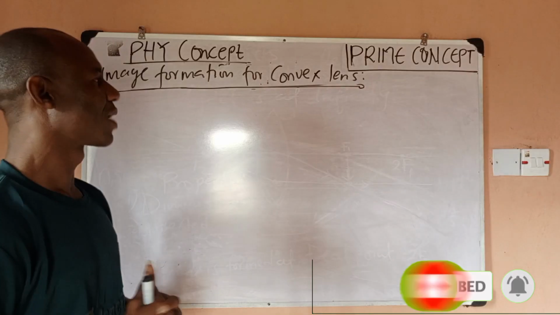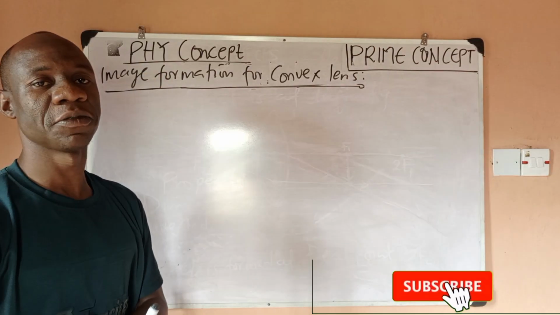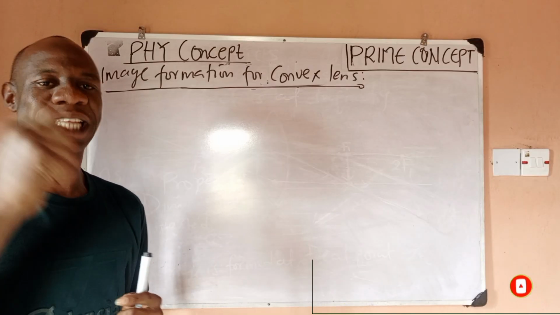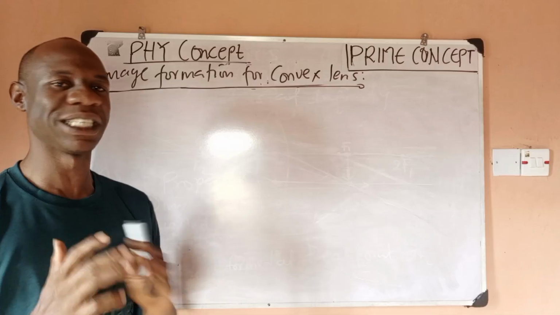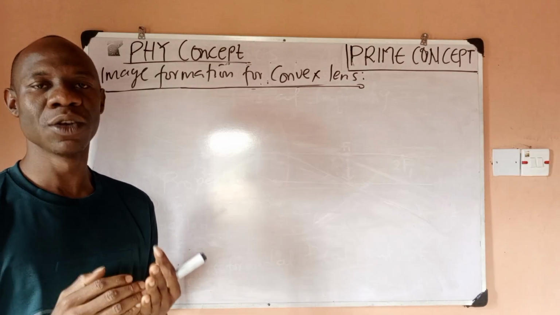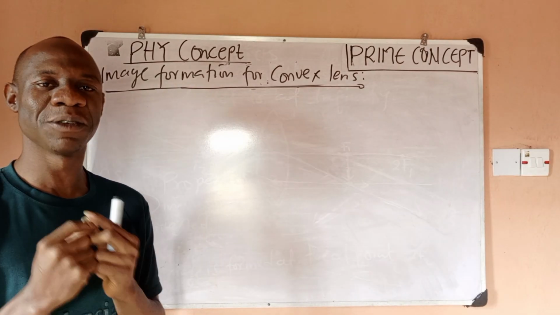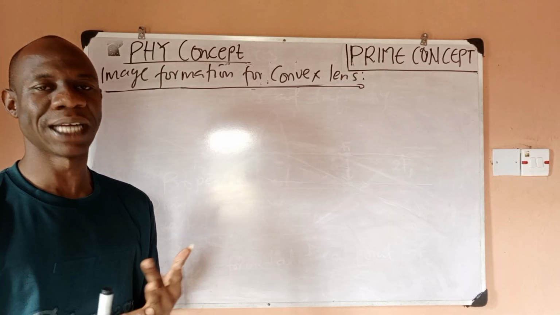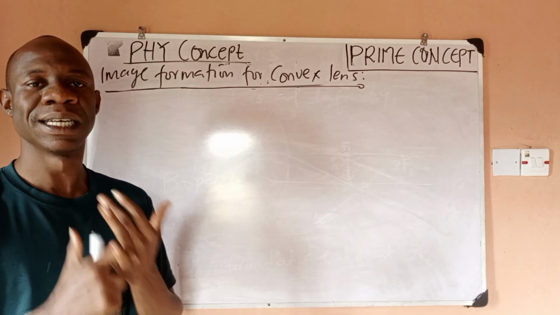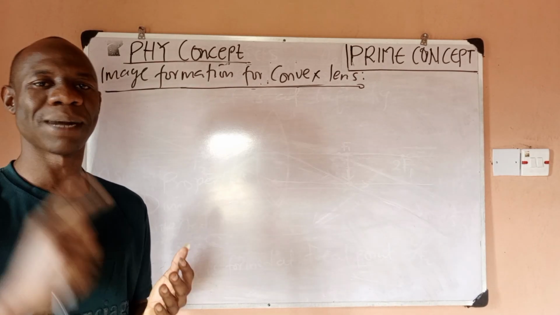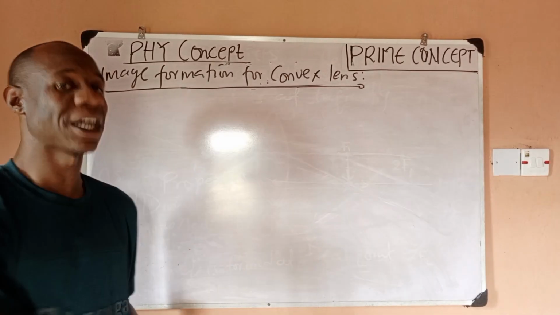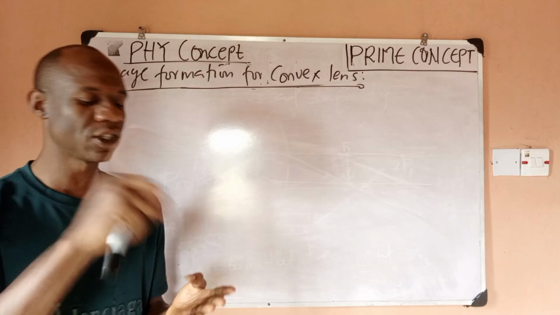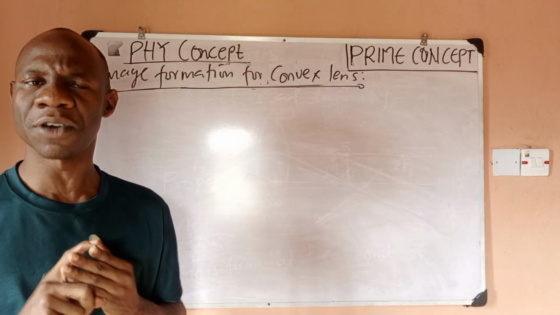In this video, we are still considering image formation for convex lenses. In our previous video, we looked at image formation when our object is placed at a very far point, at infinity, and we realized that the image will be formed at the focal point, right? Some of the properties of that image are: one, the image is diminished, simply meaning that the image is smaller than the object. Number two, the image is inverted, pointing down. Number three, the image is real. And number four, the image is formed at the focal point.